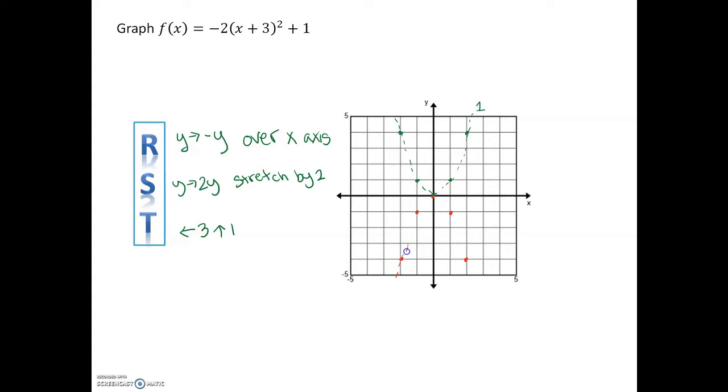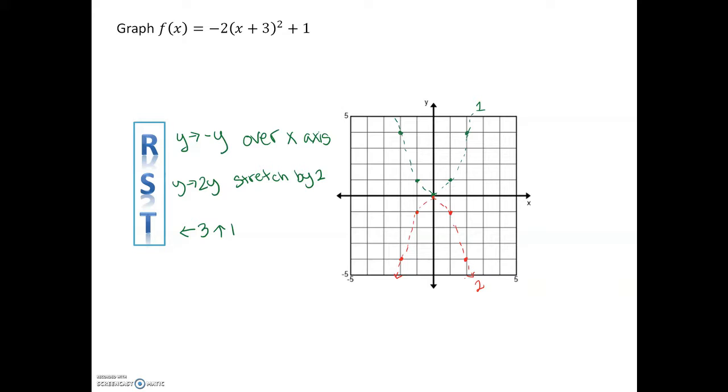And again, this is not my final answer, so I tend to draw it with a dotted line. If you use colors, you don't really have to do dotted lines. It's up to you. So there we go. We have our first part of showing our work, which is showing our reflection.